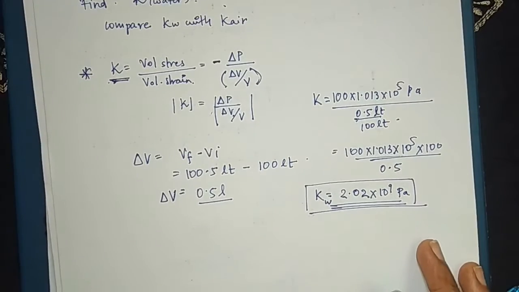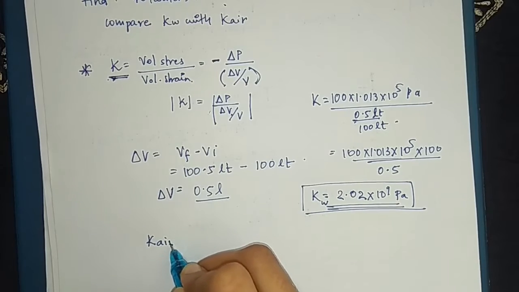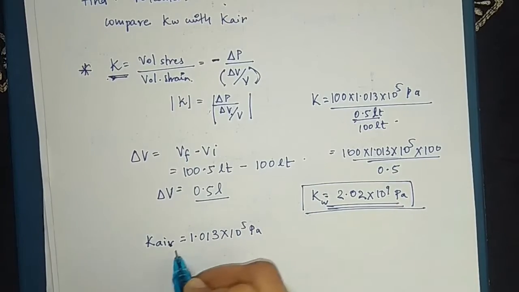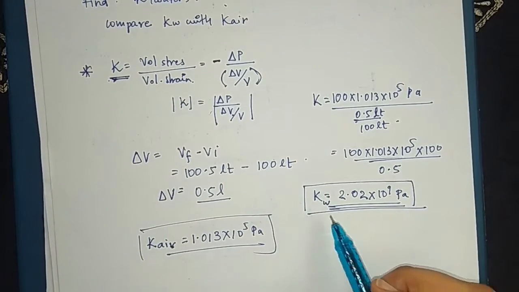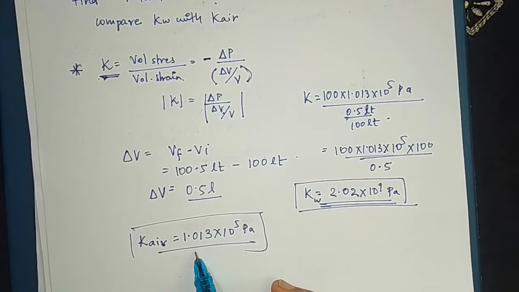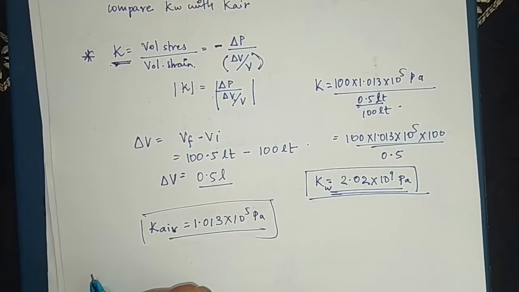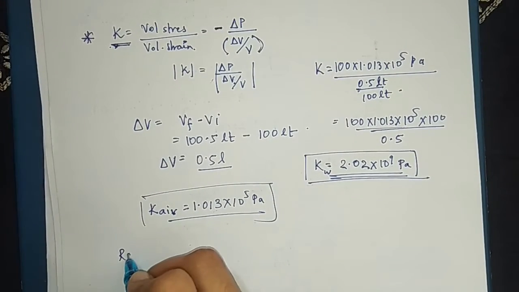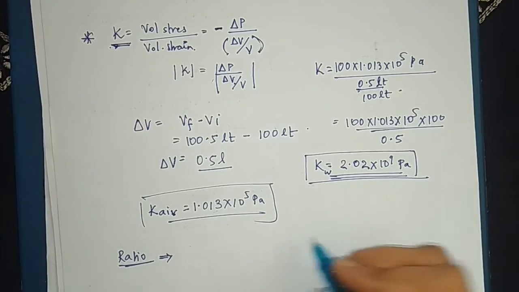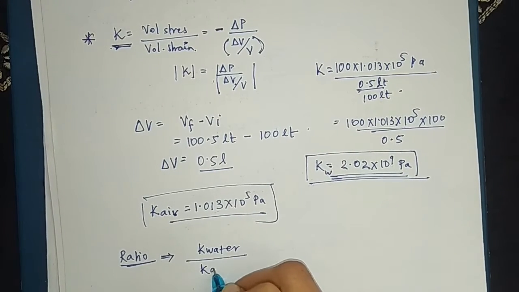Now from the table given in the textbook, you understand that the bulk modulus of air is 1.013 times 10 raised to 5 pascal. So you can see the bulk modulus of water is far greater than the bulk modulus of air. They have also asked us to compare it. Comparing means finding the ratio, so that there is a scale of comparison between the two.